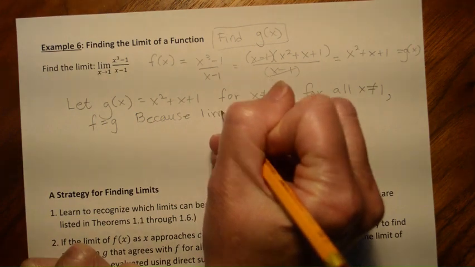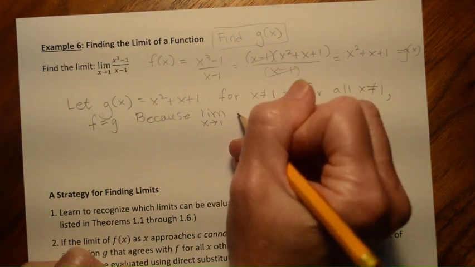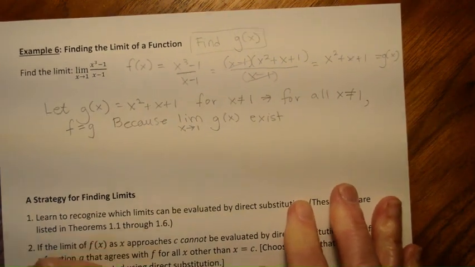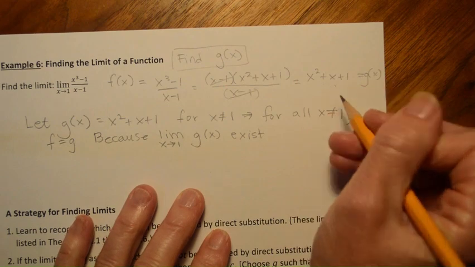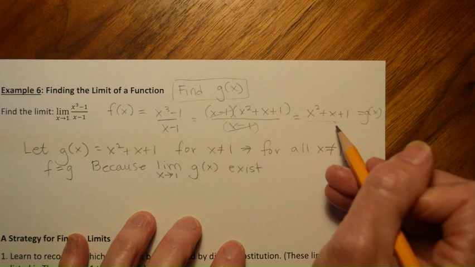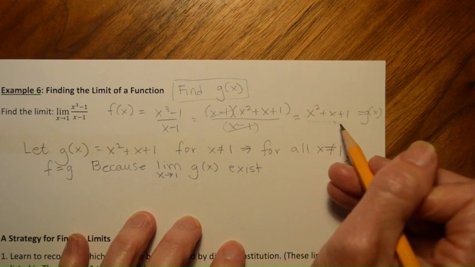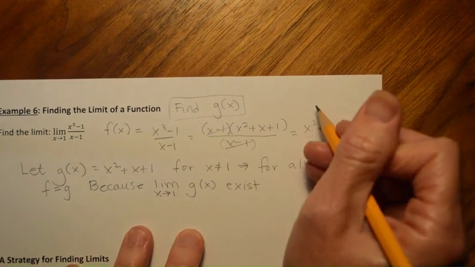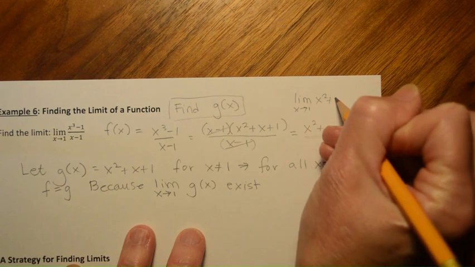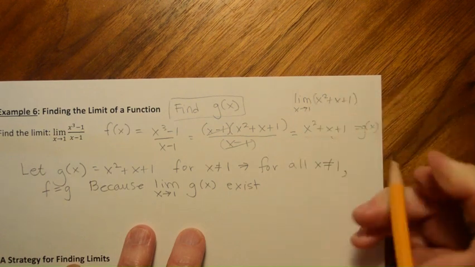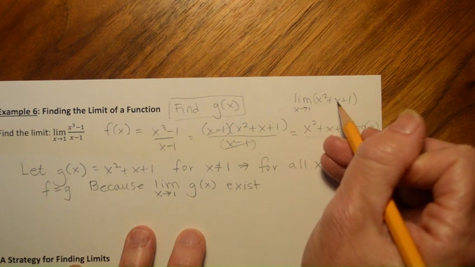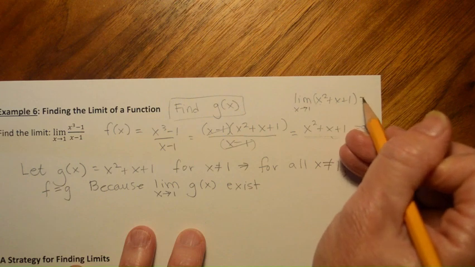Because the limit as x approaches 1 of g of x exists, pause for a second. How would we know that the limit of that exists? Well, if you remember, we said for any polynomial the limit exists because we can just plug the value in. So if we were to find the limit as x approaches 1 of this function, because it's just a polynomial, we plug it in. 1 squared is 1, plus 1 is 2, plus 1 is 3.